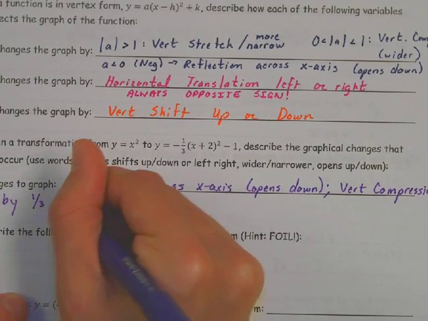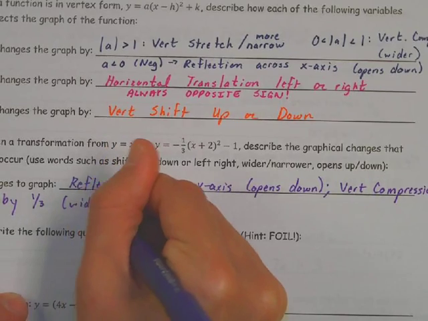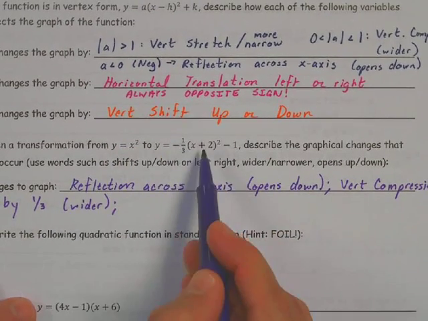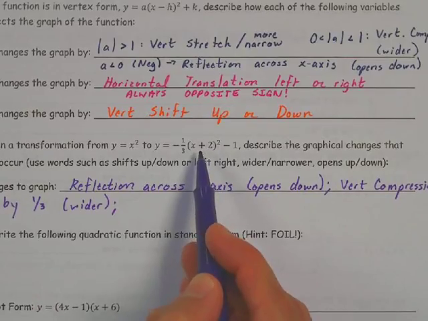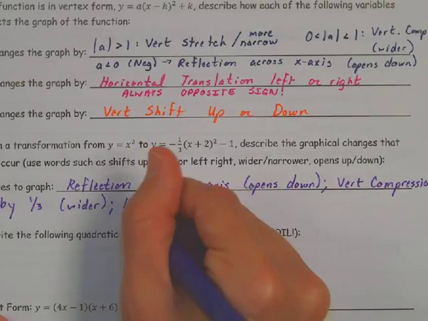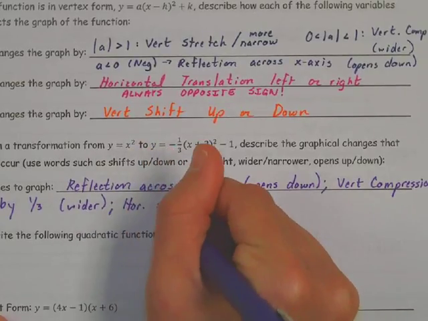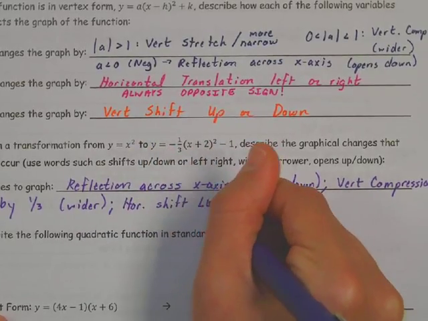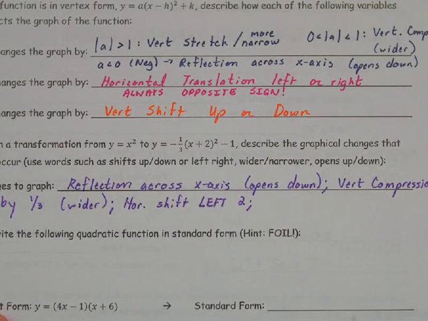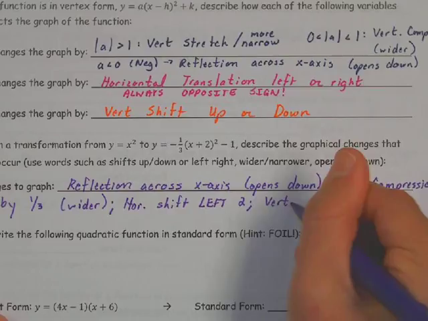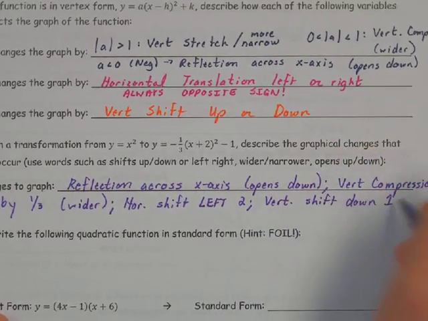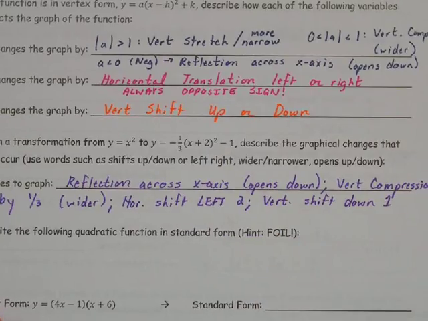And then what else happens? What does that 2 do? It's inside, so it's responsible for something that's horizontal. We always look at the opposite. So we're going to say a horizontal shift left 2, because it's opposite of what we think. And then we would say vertical shift down 1. That's what that -1 does. That's kind of how we read those, and that's how we would take a look at the vertex form and get a better idea for what the quadratic looks like.